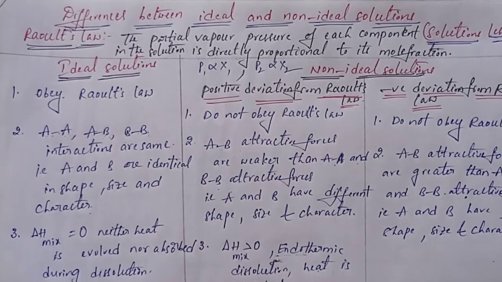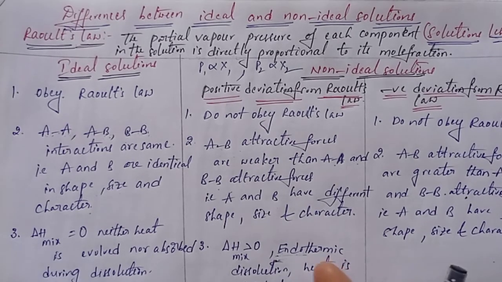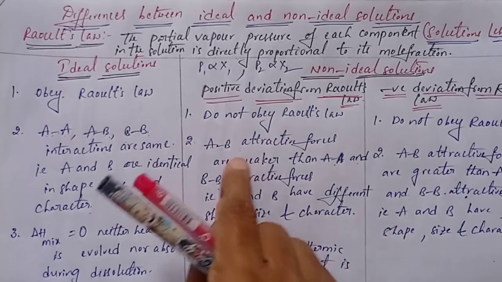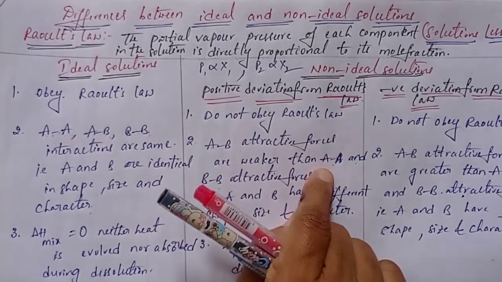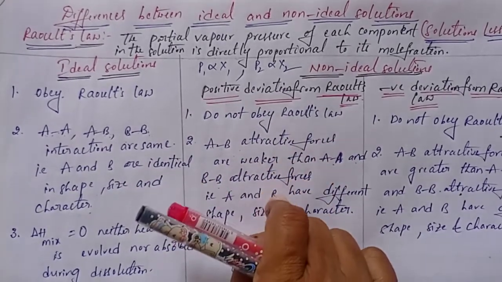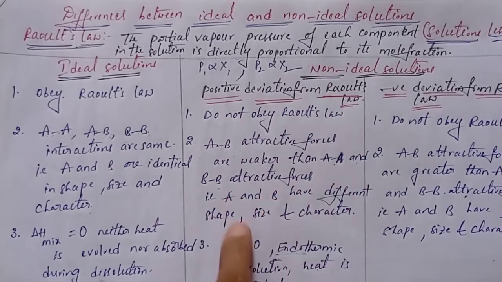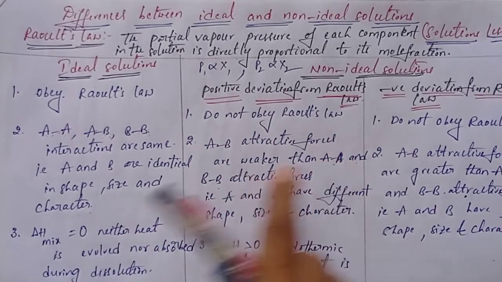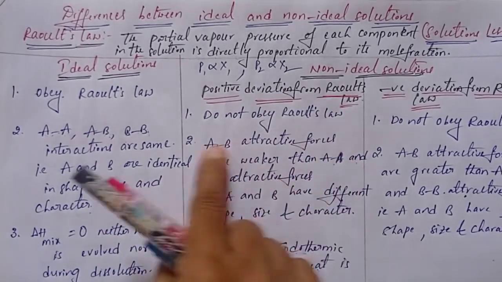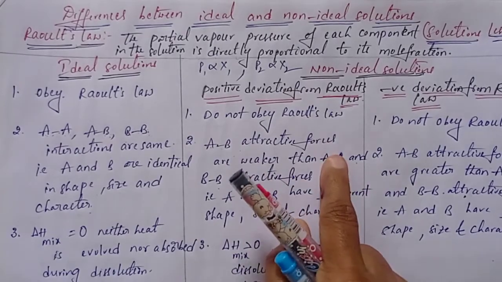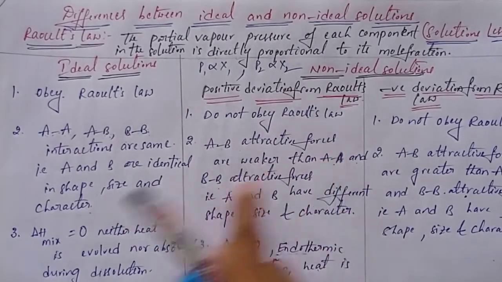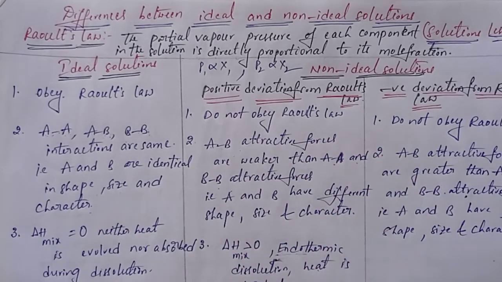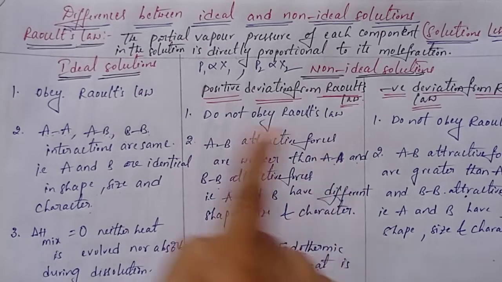Endothermic dissolution means what, students? Here heat is absorbed in the case of positive deviation from Raoult's law, because AB attractive forces are weaker than AA and BB attractive forces. That means between the same components, AA and BB, attractive forces are stronger than AB attractive forces. So to overcome these attractive forces, more energy is required. That's why here heat is absorbed, students. That means it is an endothermic reaction when compared to AB.